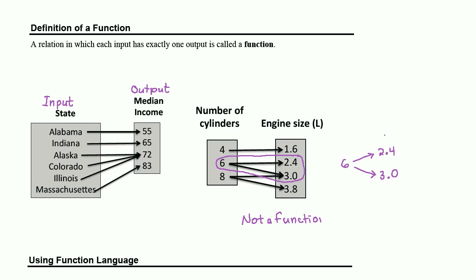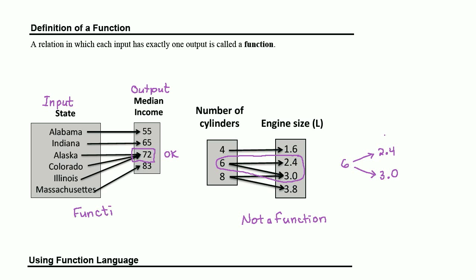Looking now at the first example, median income by state, we can see that each input has only one arrow coming out of it. The output 72 has 3 arrows coming into it, but that's okay. It's okay to have repeated outputs. It's just not okay to have ambiguous outputs like we have in the case of the input 6 being mapped 2 different directions. So this first example is a function.